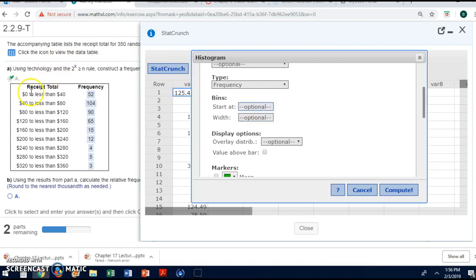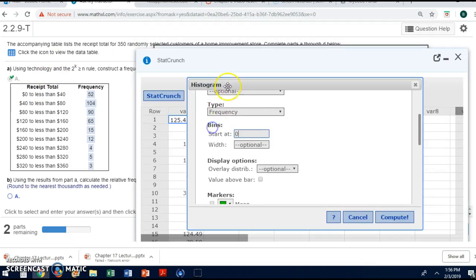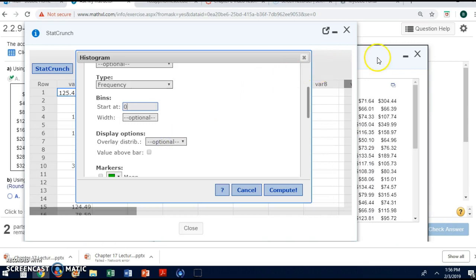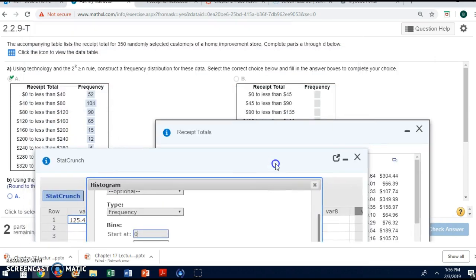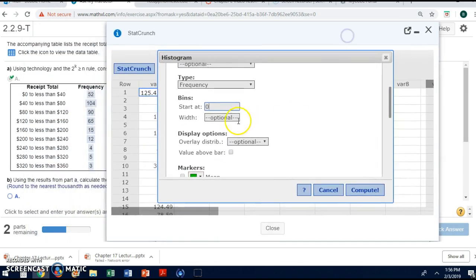So we're going to start at 0, because both answer choices start at 0, even the one on this side. So we know we're going to start at 0, but the width, you really don't have to calculate. You can see that the width is 40. So you don't even have to find the highest and lowest.